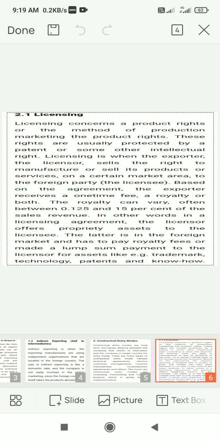This licensing is done according to an agreement between both parties, where you and that particular person have agreed to an agreement. By this agreement you allow him to use your patent, trademark or technology, whatever he needs to use in his business in your favor. That is called licensing. By licensing you can enter another market.